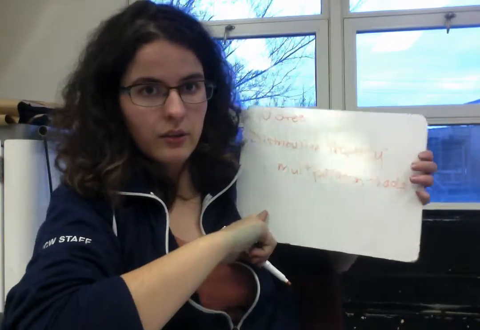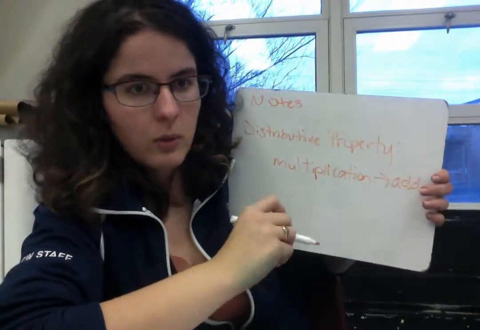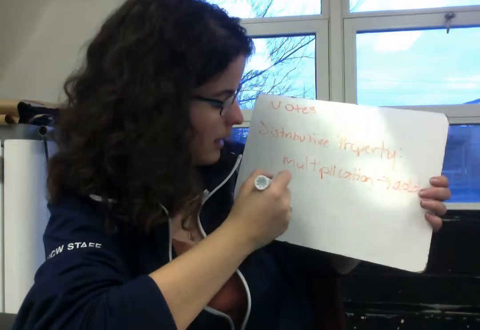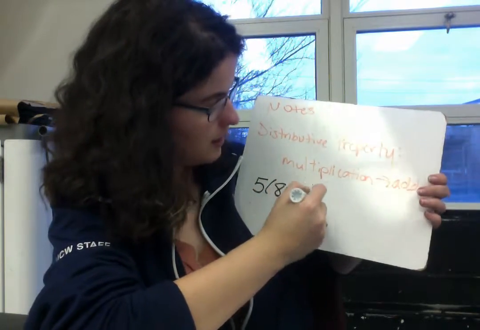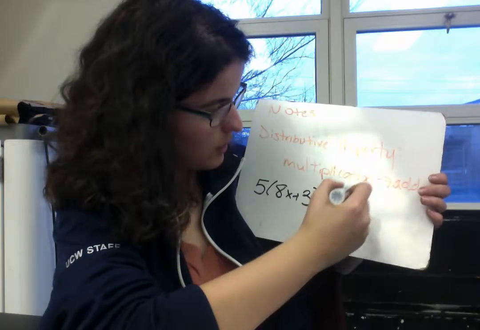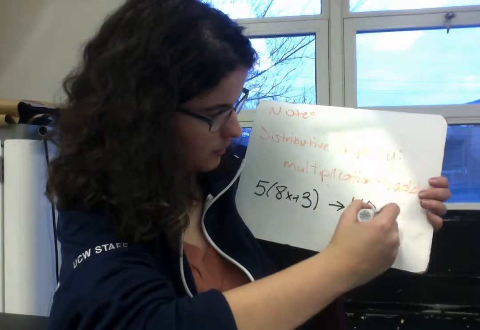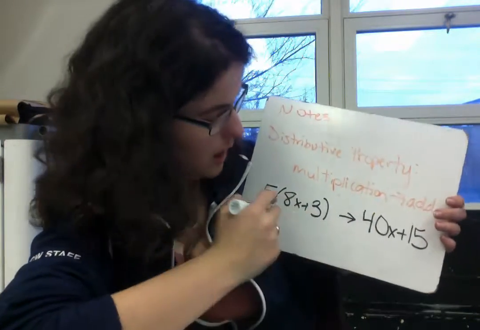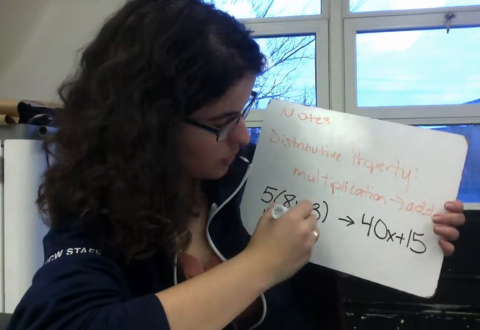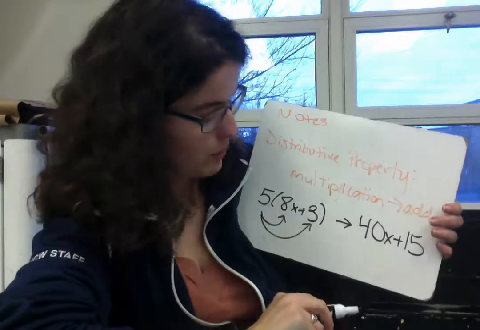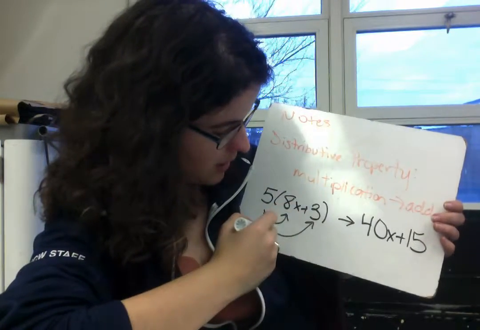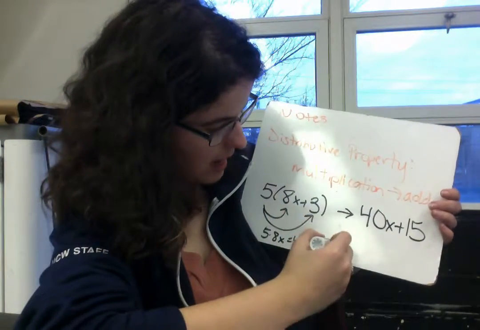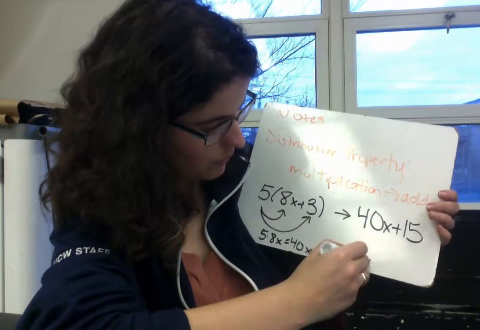So in the case of the rectangle that we had before, with 5 times 8x plus 3, we could get that to equal 40x plus 15. Some people notice that a shortcut here is you can just distribute or multiply the 5 through. 5 times 8x would give you 40x. And 5 times 3 would give you 15.